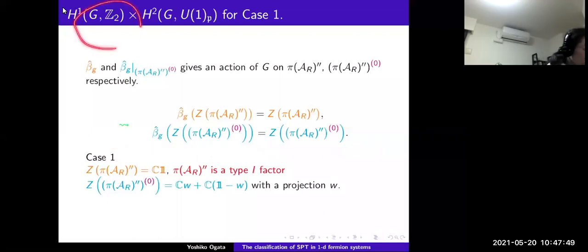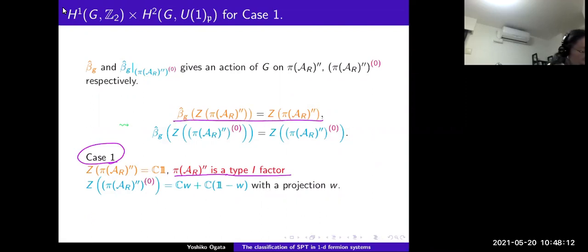Then I can derive this index now. First of all, let us consider case 1. Our von Neumann algebra is a type 1 factor. And we have some group action on our von Neumann algebra, which is type 1. What we learned from before is that when there is a group action on a type 1 factor, we automatically get a second group cohomology class. We apply that here, and we get second group cohomology.